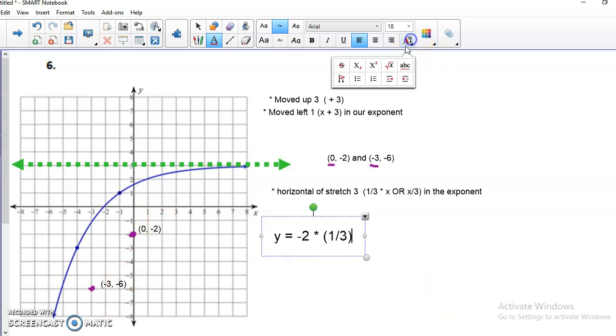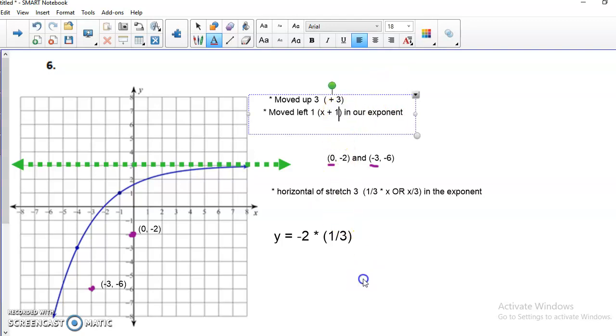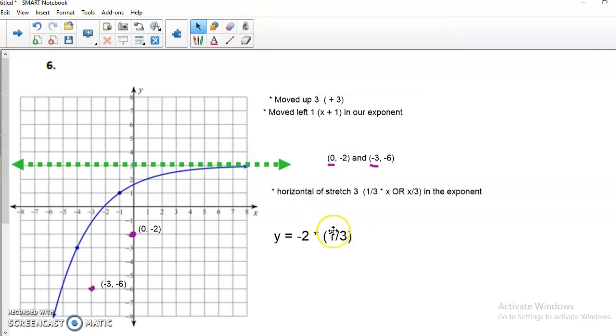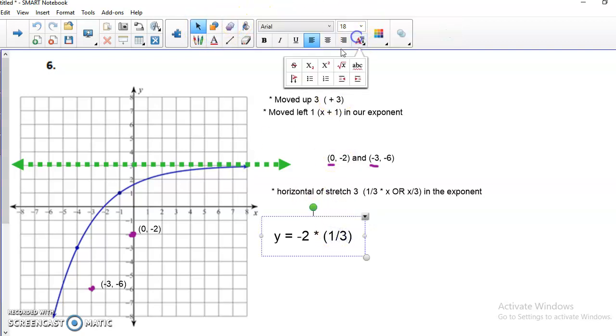We said in our exponent, we want to show that we moved, why did I write x plus 3 here? Maybe that's what messed me up before. My bad. We wanted to show that we moved left 1. So we said we were going to show that by writing x plus 1 in the exponent. Then I need to show in the exponent, and I wrote that here, that we have a horizontal stretch of 3. So we take that exponent, and again, we can write it 2 ways.